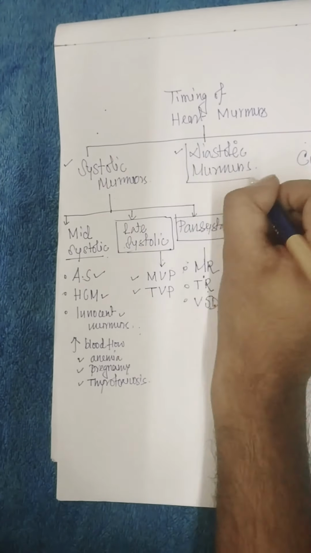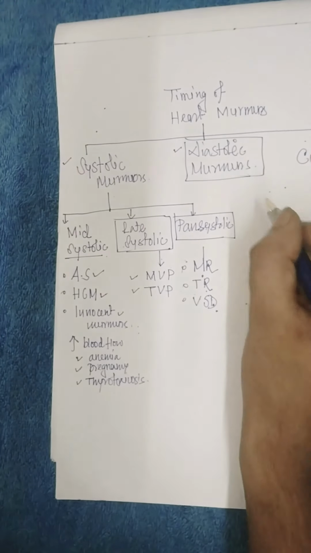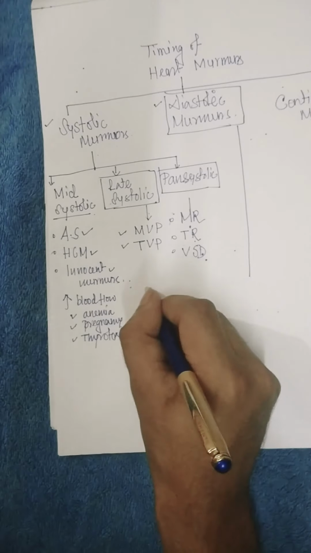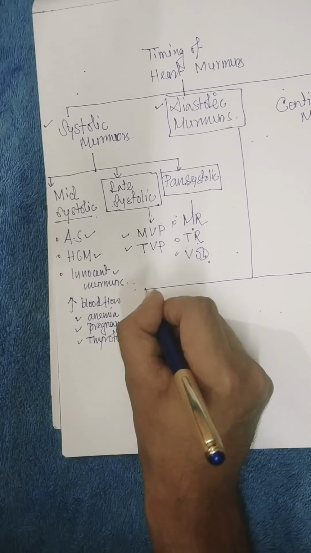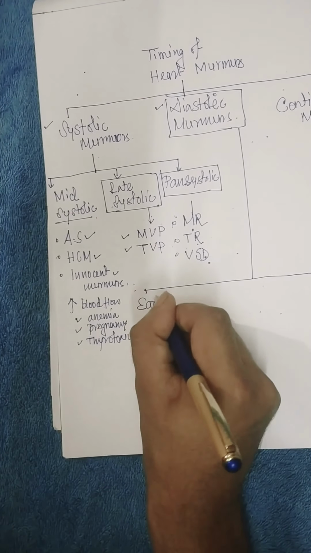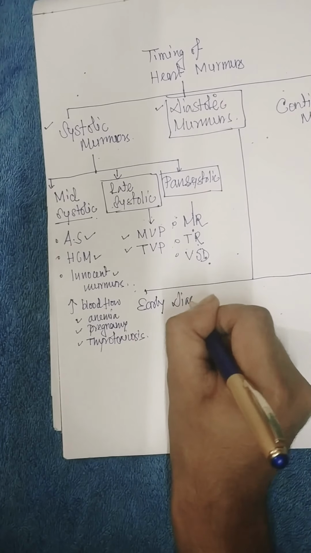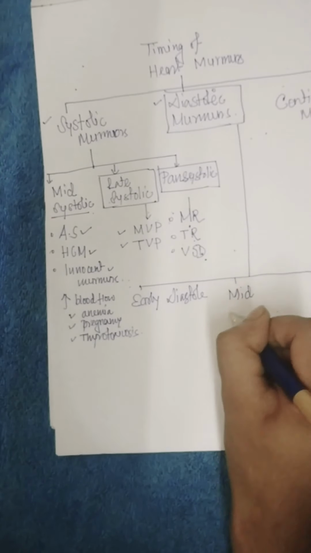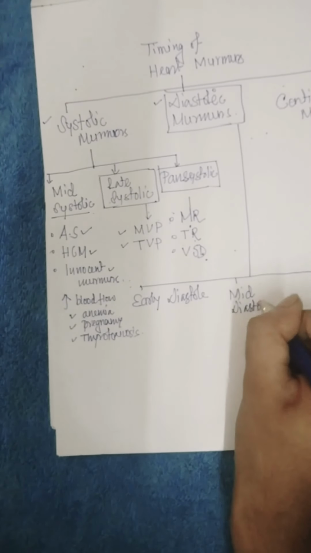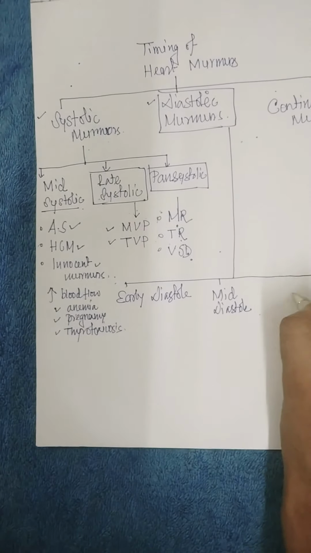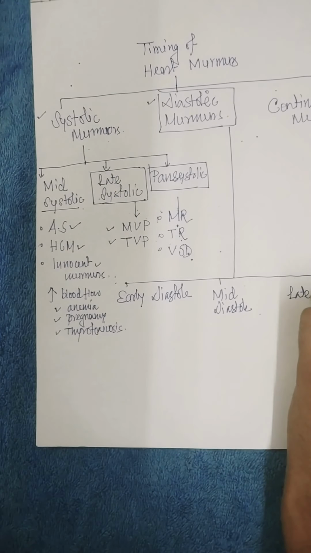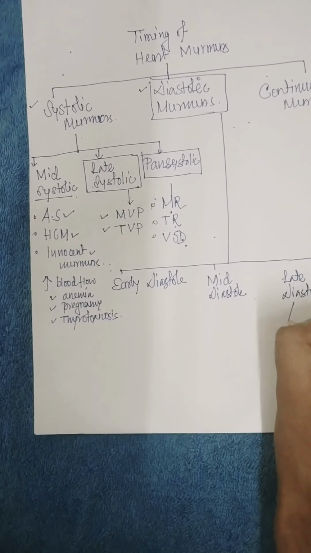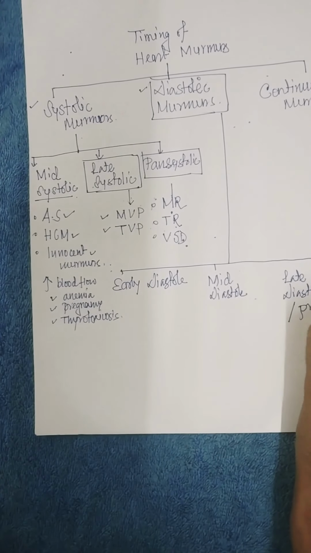Now what are the diastolic murmurs? Diastolic murmurs, we can divide them again in 3 phases of diastole. Okay, one is early diastole, another is mid diastole, another is late diastole. Late diastole is also called pre-systolic.